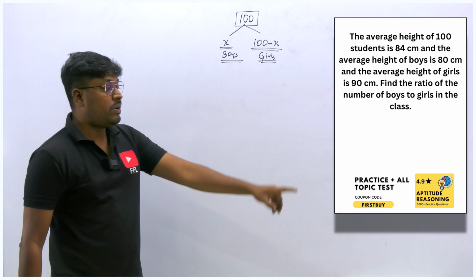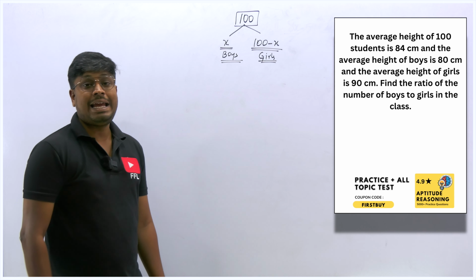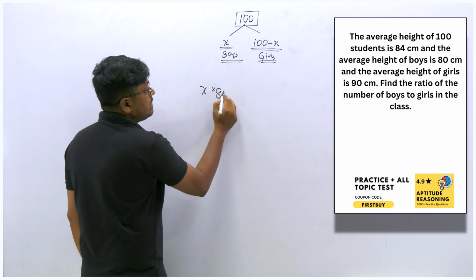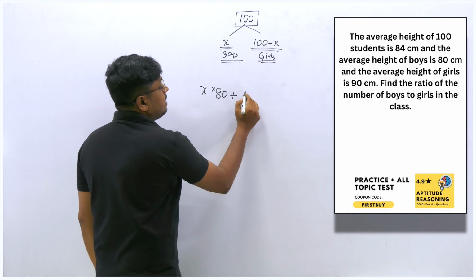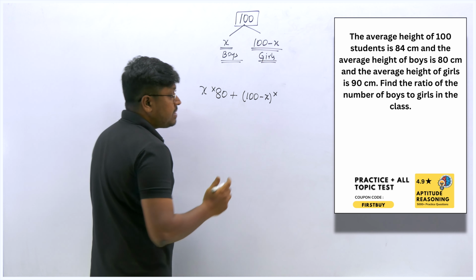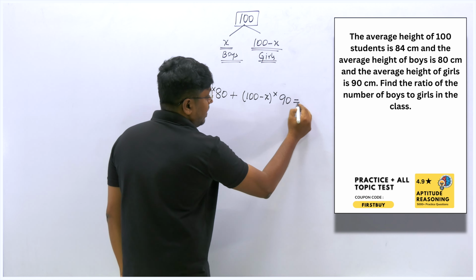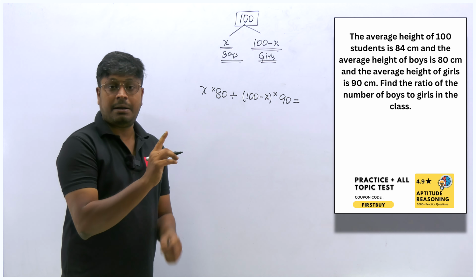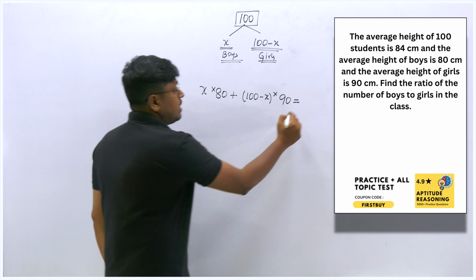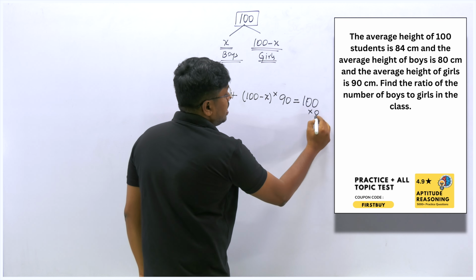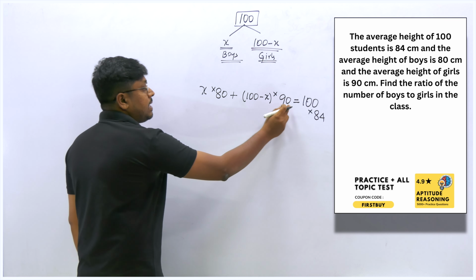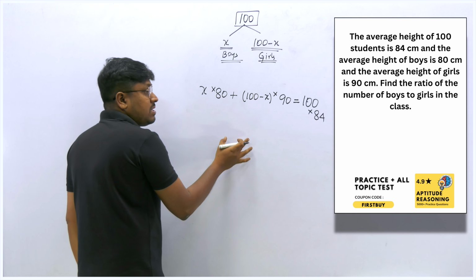So now according to the question, the average height of the boys is 80 centimeter. So we know that the total number of boys is X and the average is 80, plus the total number of girls will be 100 minus X, and the average of the girls is 90 centimeter. This is equal to the total average of the complete class, also given in the question: 100 students, 84 centimeter. So which will be 100 into 84 as the total, and boys into 80, girls into 90. So as a result we will get the value of X.